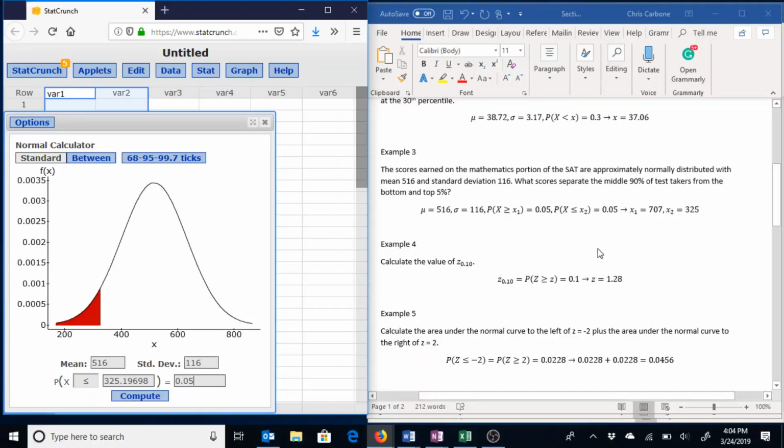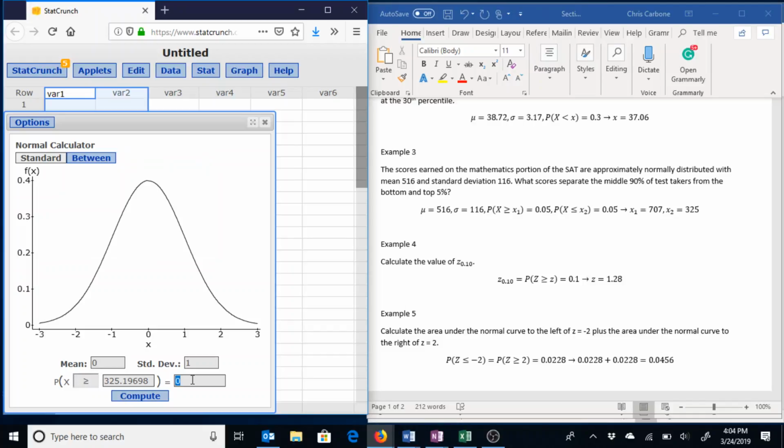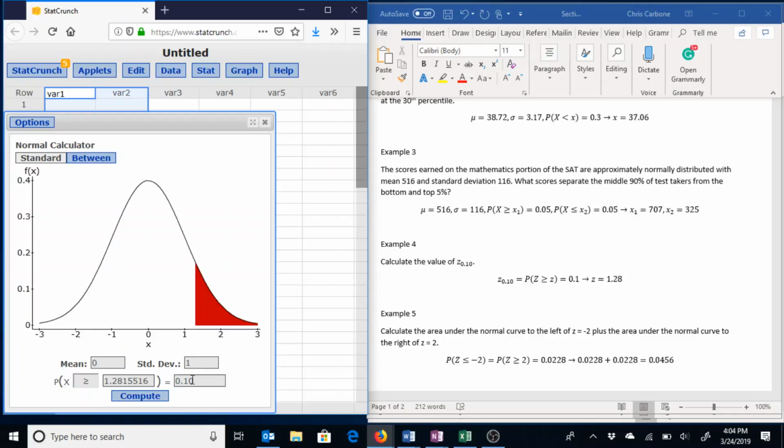Now, for the value of z sub 0.10, so that alpha being 0.10, to calculate that uses the mean and standard deviation of z-scores. So the mean of z-scores is always 0, and the standard deviation is always 1. And since this is the value of the area to the right of that z-score, this will be a greater than or equal to, and we will use 0.10 on the right. That value is going to be 1.28.